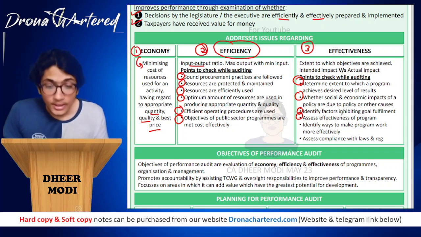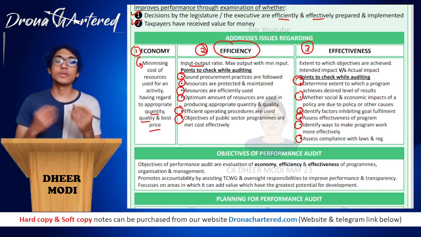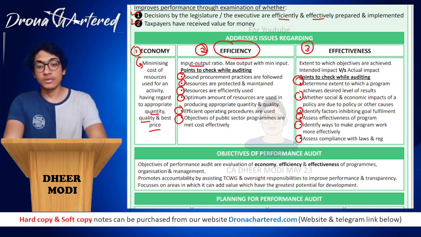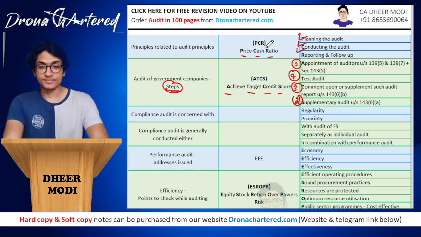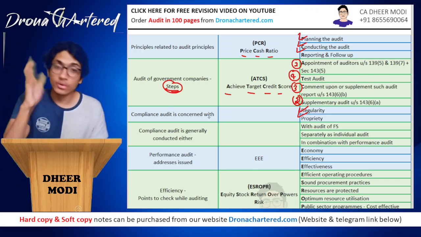Next, assess effectiveness of program. Identify ways to make program work more effectively. And last is assess compliance with laws and regulations. So I know you are waiting for the key. This we've already done: regularity and propriety, that is what your compliance audit is concerned with.